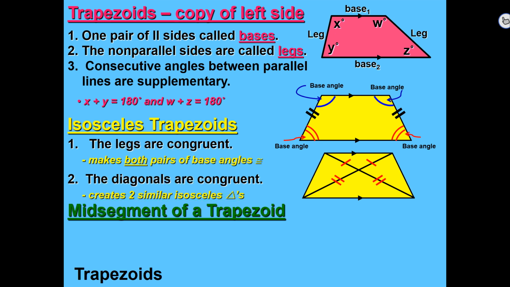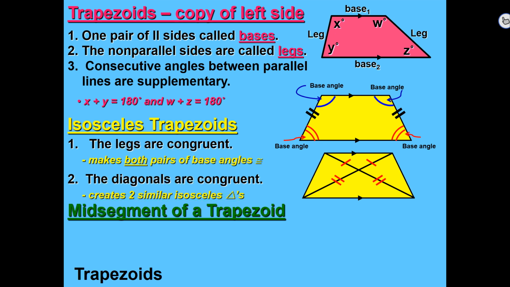So could I say the diagonals bisect each other here? Is that true? No, those lines are not cut in half, right? This part and this part are not the same size. So that property does not apply to our trapezoids like it did for our parallelograms, rectangles, squares, and rhombi.